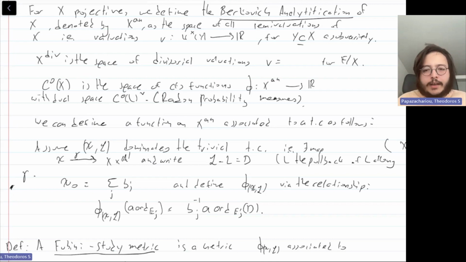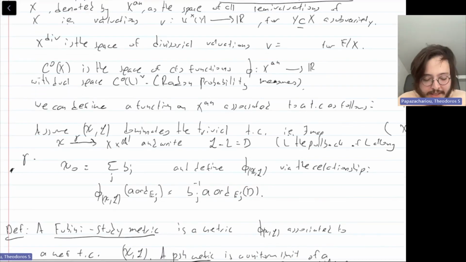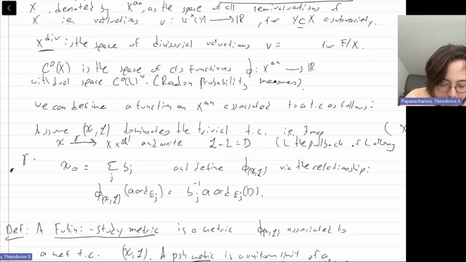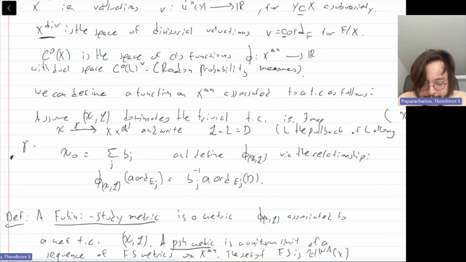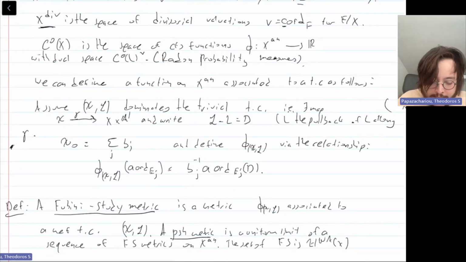And valuations of X lie inside this Berkovich analytification. A particular subclass of these valuations is the space of divisorial valuations, X^div, where we just consider divisorial valuations. So divisorial valuations look like this. I take a prime divisor F over X, and I find the valuation c times the order of F, where c is just a constant here. So this is the first definition, and the second definition is that I can take the space of continuous functions, phi from X^an to the real numbers, which I denote by C^0(X^an), which is in fact a Banach space, but it's not really important.